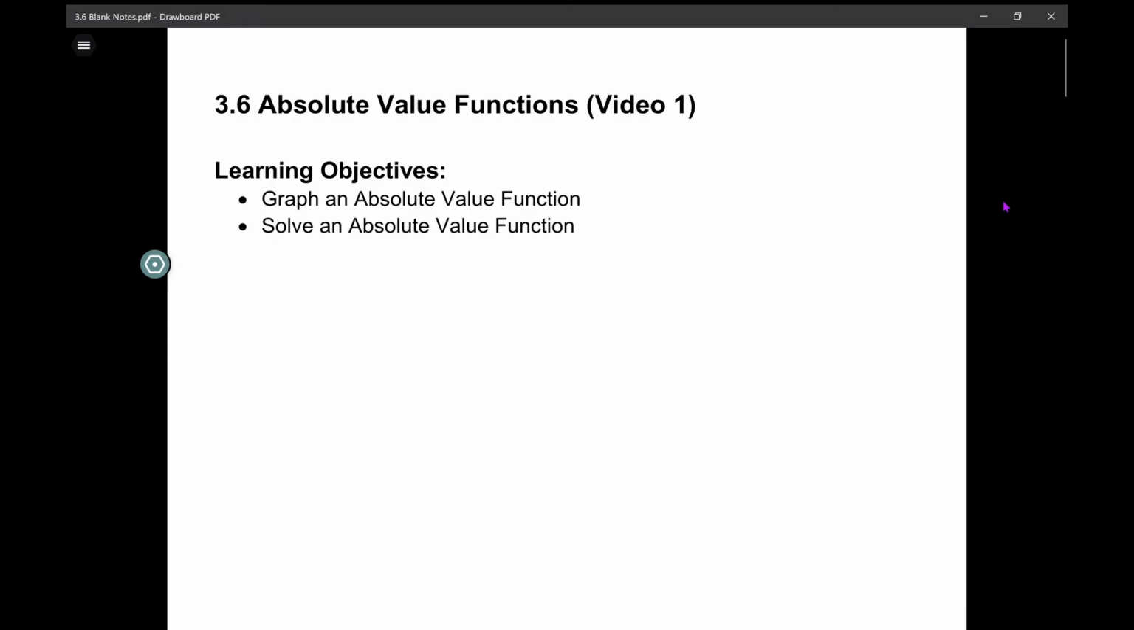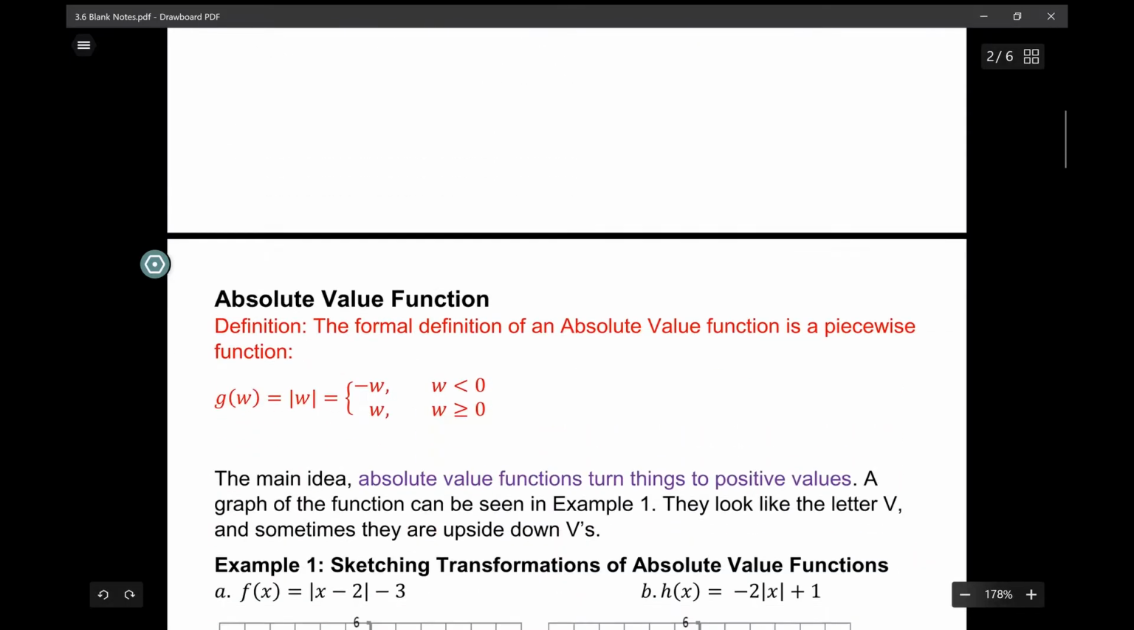Hi, and welcome to your lecture on absolute value functions. In this first video, we're going to cover graphing an absolute value function, and in the second video, we're going to work on solving them. So make sure as you're going along that you're taking some notes and you're working through all the example problems with me. All right, let's get started.